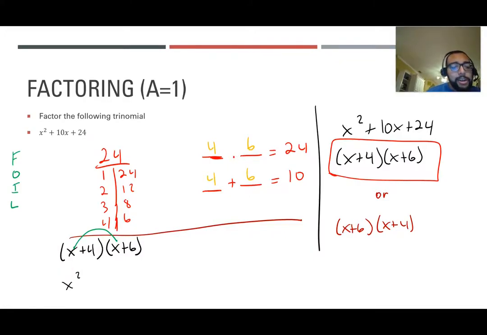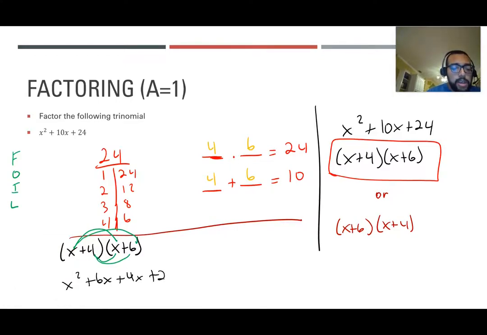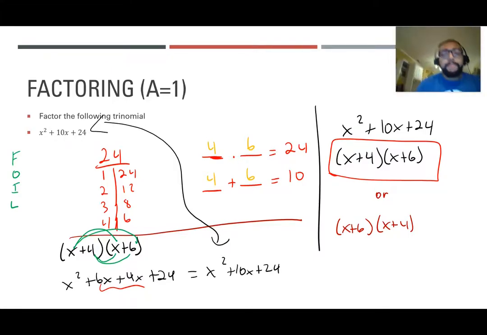Multiply your outside 2 terms, so x times 6. That will become 6x. Multiply your inside 2 terms, so 4 times x. That'll be 4x. And then multiply your last 2 terms, 4 times 6, which would be 24. Obviously here you can combine those middle 2 terms: x squared plus 10x plus 24, and hey, those look the same. So that means we're good, and x plus 4 times x plus 6 is our factored form.